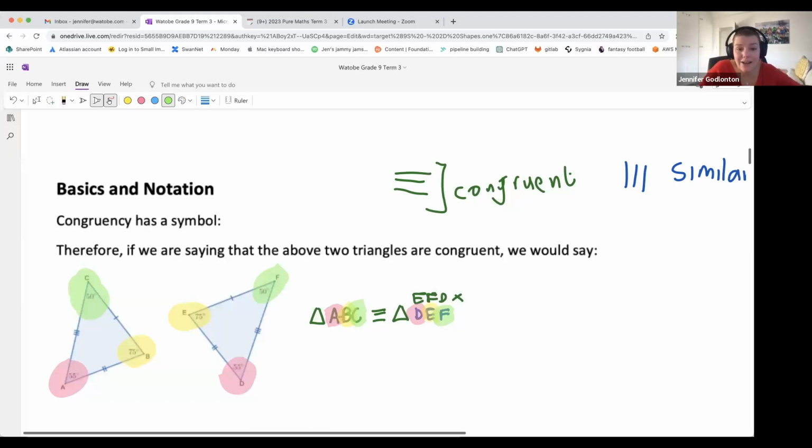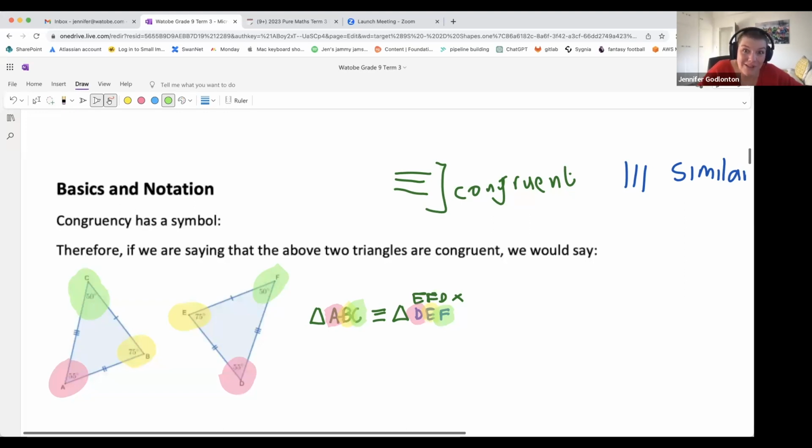Yeah, Artile, how can I help? Hi, ma'am. So, ma'am, when we're writing that sentence, if we don't add the cases, like SSS, SAS, AAS, or RHS, will we get penalized or something, ma'am?